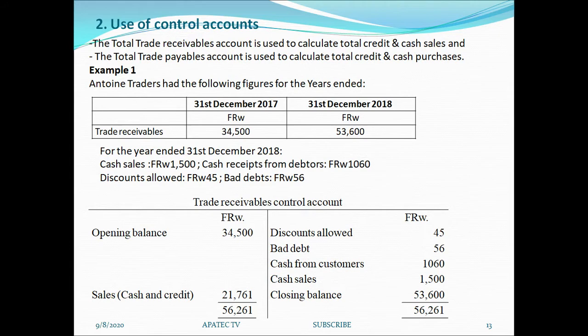And also you have cash from the customer. If the customer pays us, it is reducing the debt. And also you have cash sales. And also here we put in the closing balance. So the balancing figure here will be the sales, whether cash or credit sales. That is our solution to make the complete record.